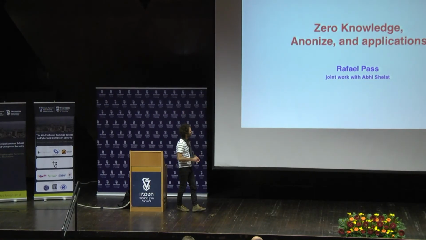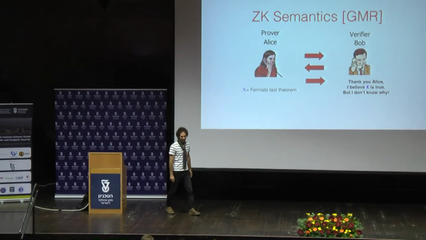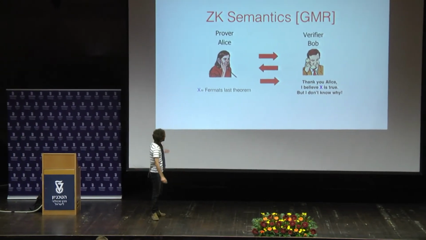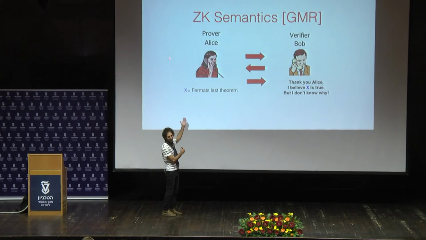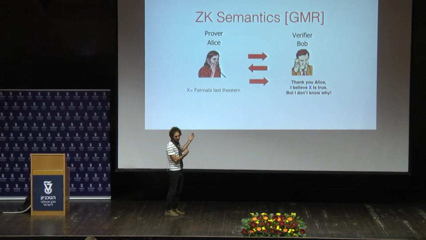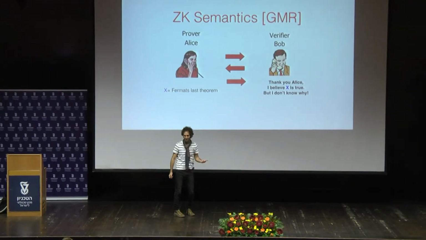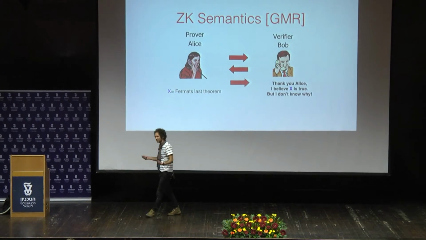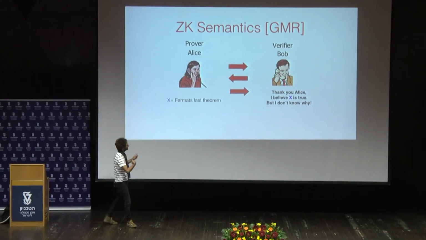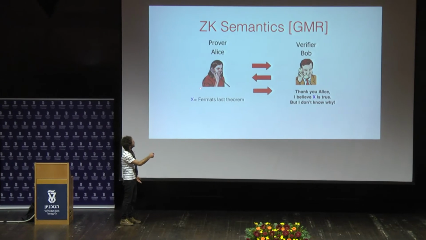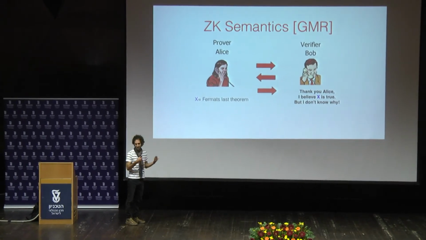Okay, all right, let's start. So, what is the zero-knowledge proof? We have two entities. On the left, we have Alice. She's a prover. And on the right, we have Bob. He's a verifier. And what's the aim of this interaction here? Alice, the prover, wants to convince Bob that something is true.